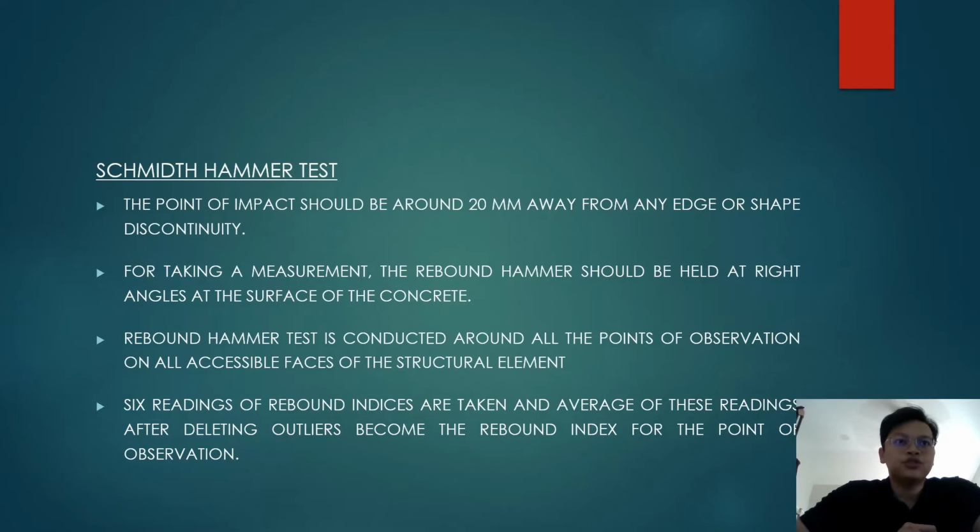Lastly is the Schmidt hammer test. The point of impact should be around 20 mm away from any edge or shape discontinuity. For taking a measurement, the rebound hammer should be held at a right angle to the surface of the concrete. The rebound hammer test is conducted around all the points of observation on all accessible surfaces of the structural element. 6 readings of rebound indices are taken and the average of these readings is taken.